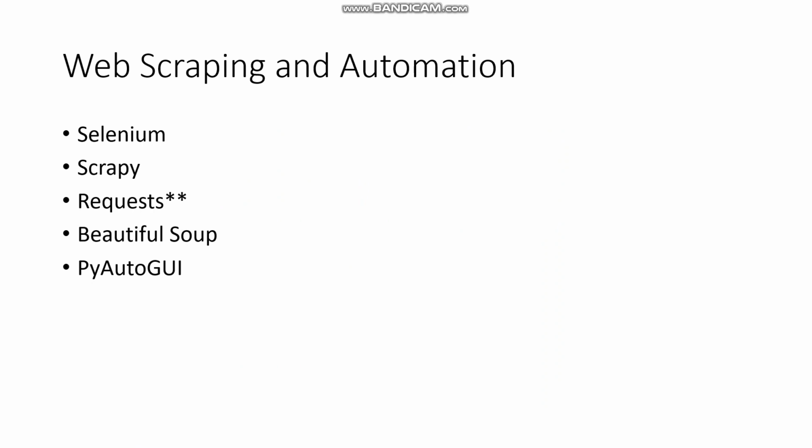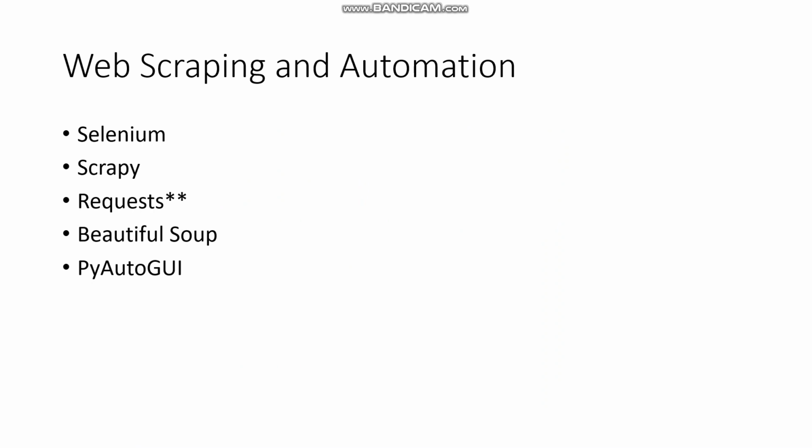I actually prefer to call it PyAutoGUI, but some people call it AutoGUI. We have requests with a double asterisk because that's one of the fundamental things you want to learn when you want to get into web scraping and automation. Very important. It teaches you all about HTTP requests, how to use your GET and POST. AutoGUI is actually an offline automation module that helps you automate things on your normal Windows device.